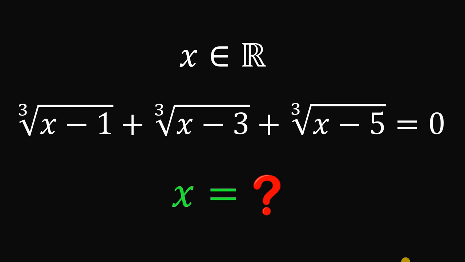Can you solve this math challenge? Here's the question. Solve for the real value of x that satisfies this equation: cube root of x minus 1 plus cube root of x minus 3 plus cube root of x minus 5 equals 0. Now you can pause this video if you want to give this problem a try.